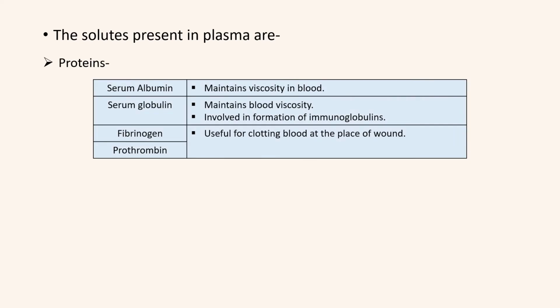It helps to maintain viscosity in blood. Serum globulin. It maintains blood viscosity and is also involved in the formation of immunoglobulins. Fibrinogen and prothrombin are useful for clotting blood at the place of a wound. The nutrients found in plasma are glucose, fructose, galactose, amino acids, and fatty acids.